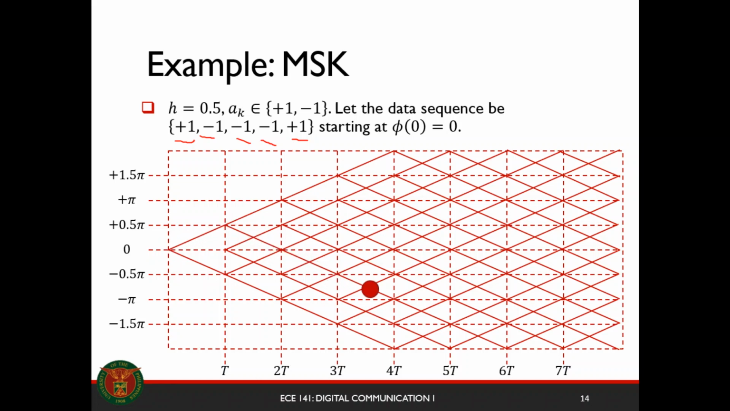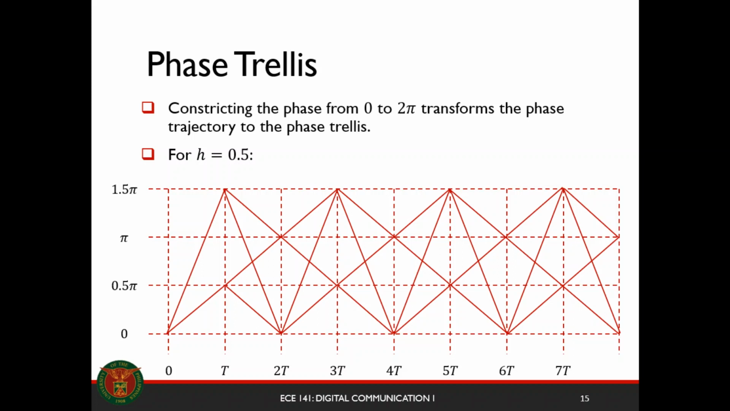But what you see here is very difficult to fathom, because as you go along in time, your phase tree actually increases in size. So that's why we can use the phase trellis instead. So what is the phase trellis? The phase trellis transforms your phase tree by limiting the phases. If we constrict the phase from 0 to 2 pi, your phase tree becomes the phase trellis.